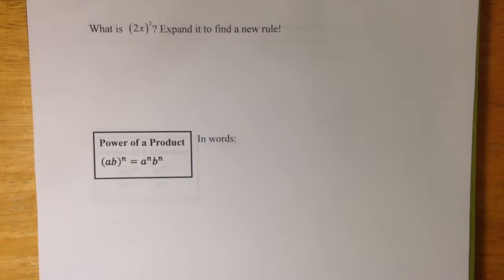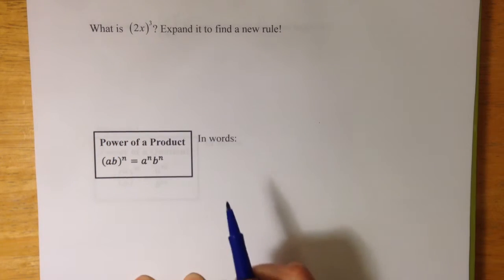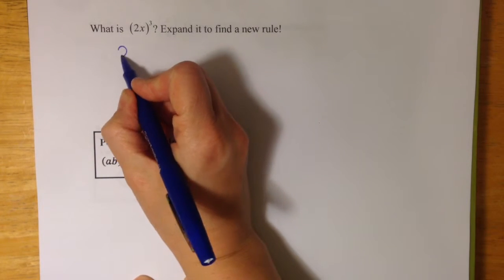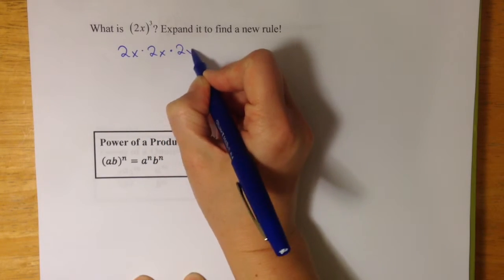We've got 2 more rules to go in this section, but these last 2 I think are pretty straightforward. We're going to explore this first potential rule by looking at what happens when I have 2 things being raised to a power at the same time. Now, 2x cubed means to take 2x times 2x times 2x.